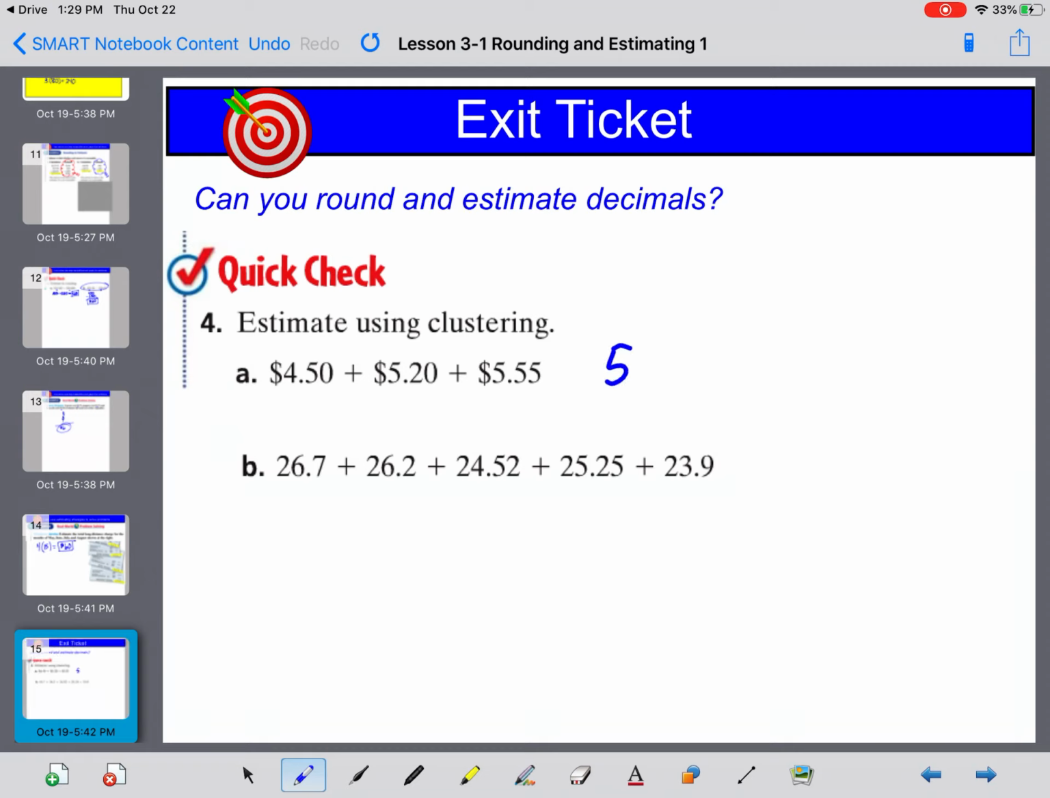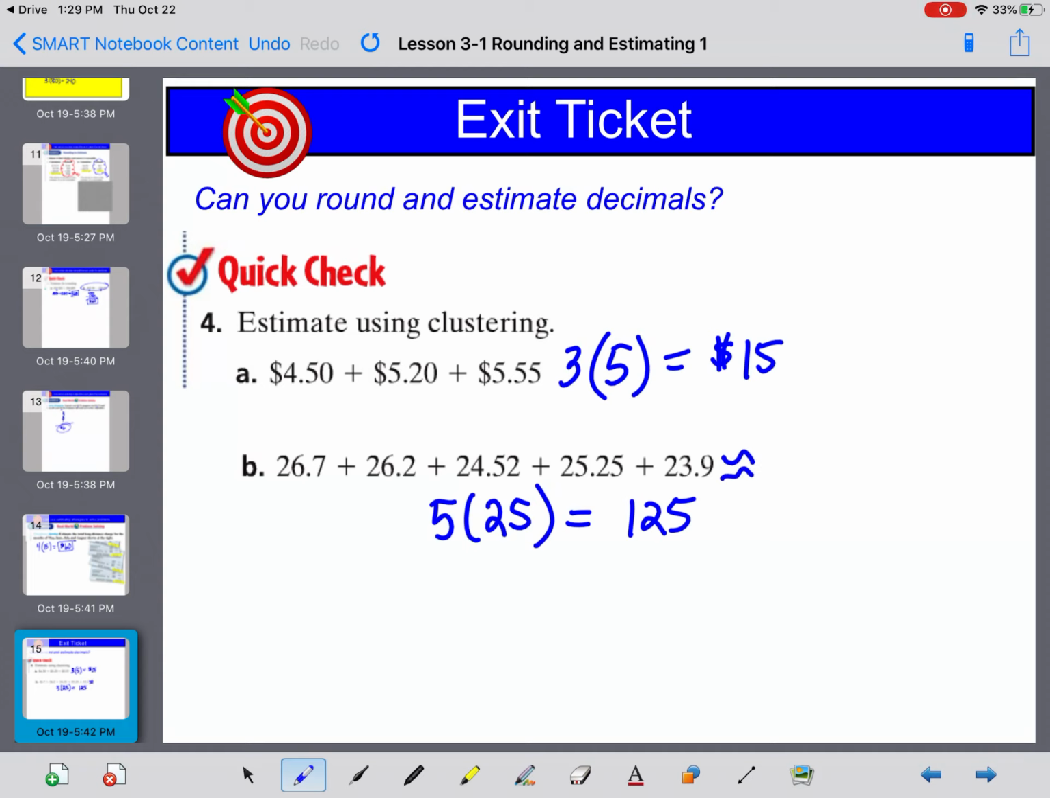And number 4A, all 3 numbers are close to 5. 3 times 5 is approximately $15, which would be a good sum. In 4B, these values are all close to 25. 5 times 25 is close to 125. So when I do this math for real, it had better be close to 125, or I'd have to revisit my math.